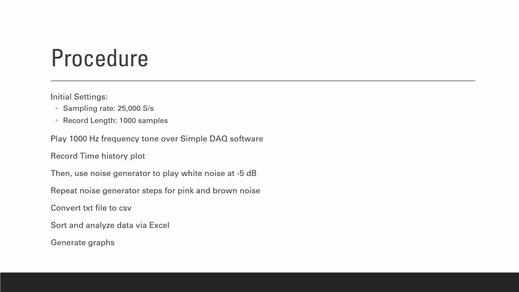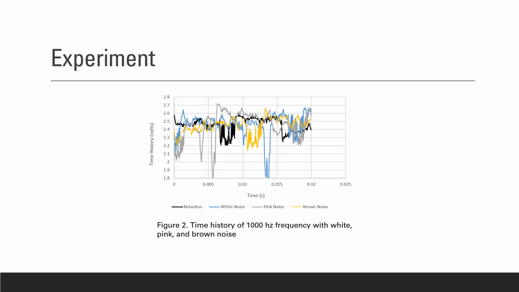The graph I have created here demonstrates the time history of a 1000 hertz frequency tone with the noiseless tone along with the white, pink, and brown noise interferences. From here we can see that the white noise, which is represented by the blue color, has a very steep drop, along with the pink noise, in the time analysis, compared to the brown noise, which has much less of a drop, and the noiseless has the least amount of drop between all of them.